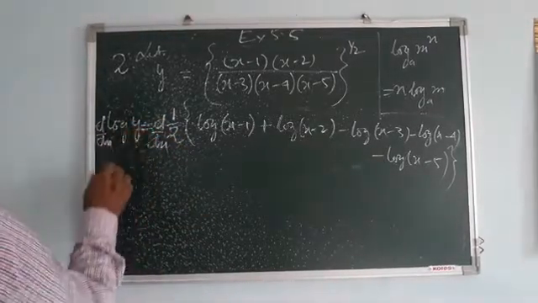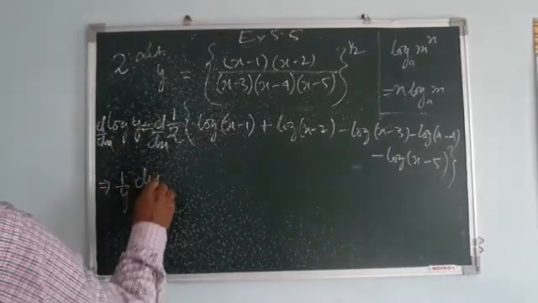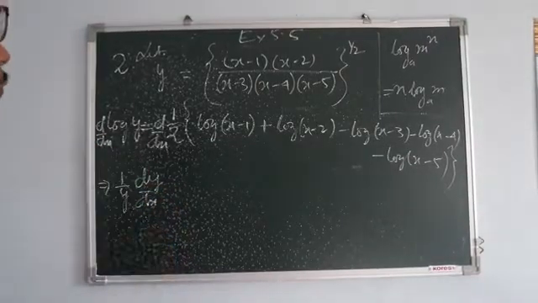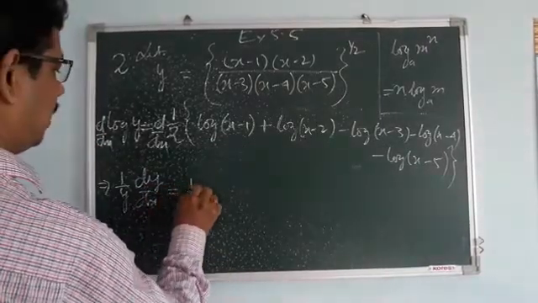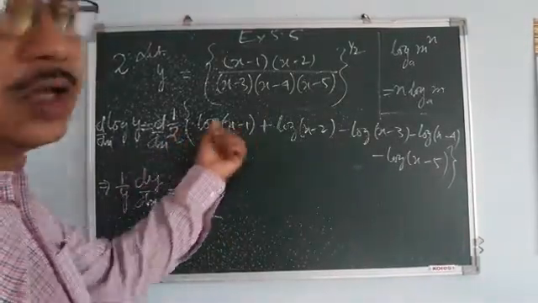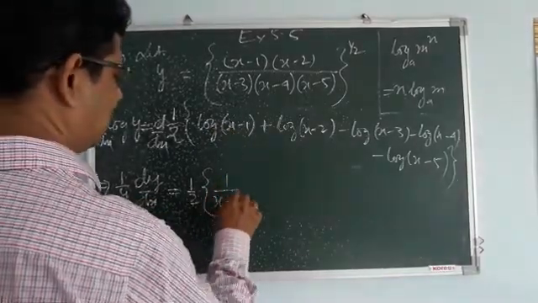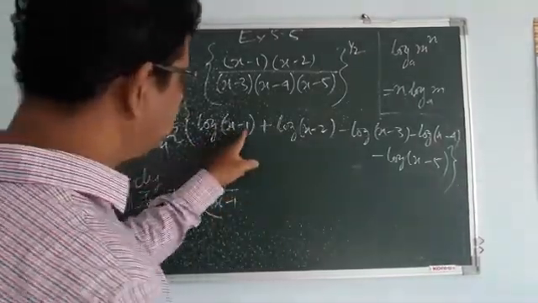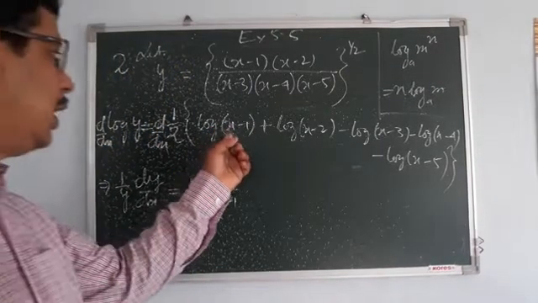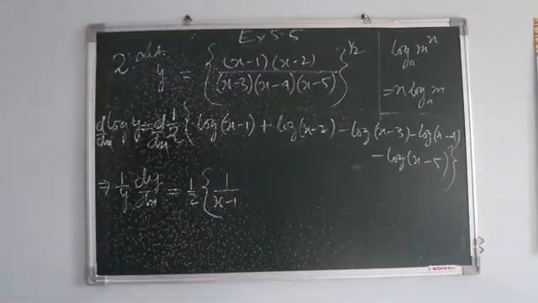Differentiation of log y with respect to x, of course it is 1 by y dy dx. Differentiation of this, chain rule we have used here, half. Differentiation of log (x minus 1), of course it will be 1 by x minus 1. Then you have to differentiate this. Differentiation of x minus 1 is 1. For x it is 1, for 1 it is 0. So only 1 left, nothing to write.